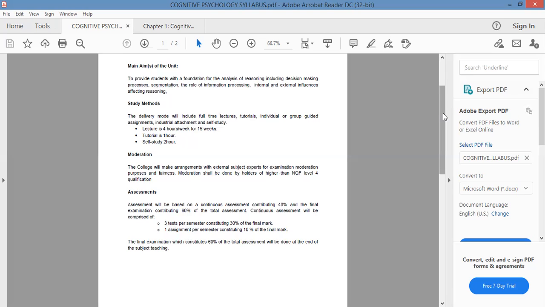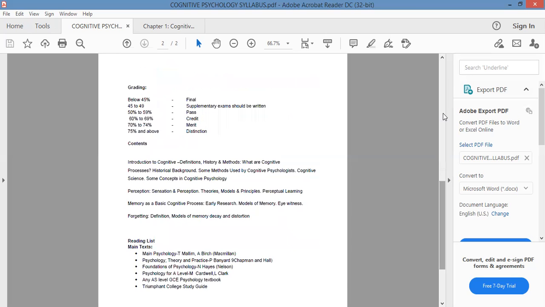And also classes are a must to attend. It's a must. Okay, and also looking at the contents, we are going to look at the introductory part and also what are cognitive processes, the historical background, some methods which are used by psychologists in cognitive psychology, as well as other concepts that may arise inside.